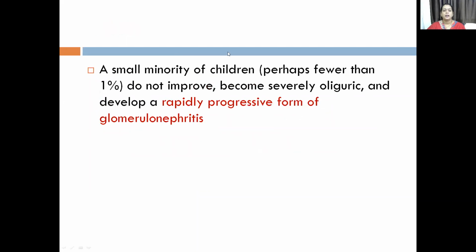Take it. Then a minority of the children do not improve. Usually this is a reversible disease. A minority of the children will not improve if they are very much dehydrated. So because of that, there will be a rapidly progressive form of glomerulonephritis.